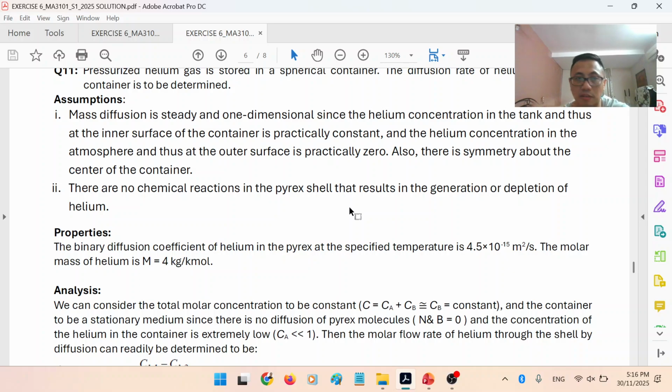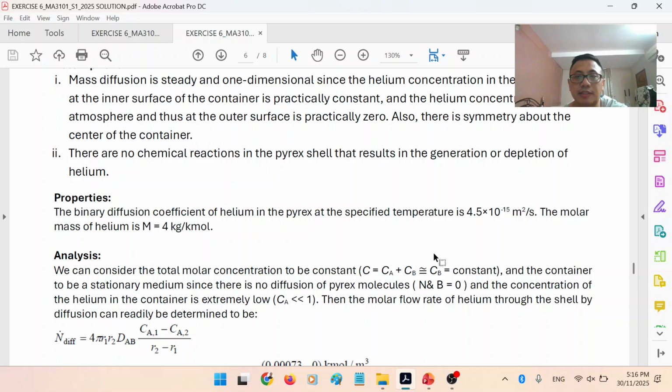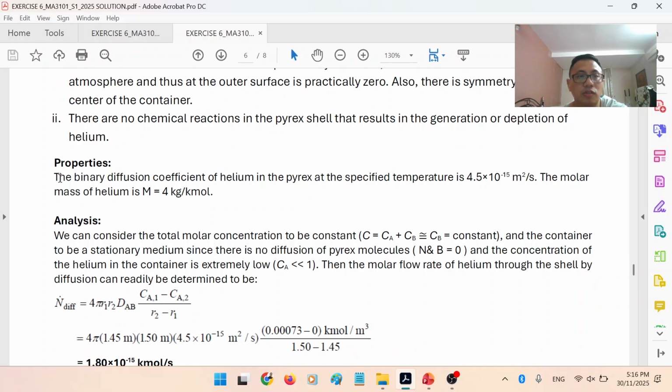The diffusion is symmetric. There is no chemical reaction in the Pyrex shell, so there is no generation or depletion of helium. So the change of mass is due to diffusion only. There is no reaction or degradation of the helium inside the spherical container. The binary diffusion coefficient of helium is given as 4.5 times 10 to the negative 5 meters squared per second, and the molar mass of helium is 4 kilograms per kilomole.